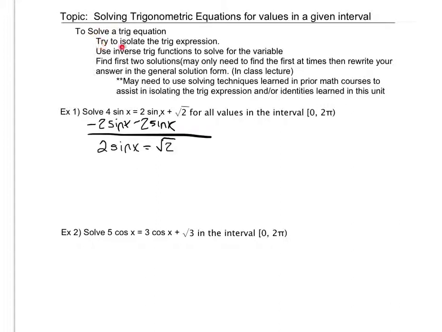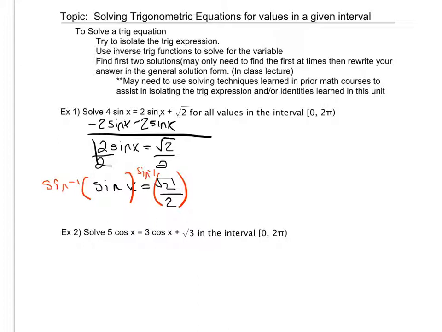Again, I haven't quite isolated the trig expression yet, but I've gotten closer. I can get it by itself by dividing both sides by 2, giving me sine of x, so sine of some rotation, is radical 2 over 2. Well, how do I solve for that rotation? I take the sine inverse of both sides. So I notice that radical 2 over 2 is on my unit circle.